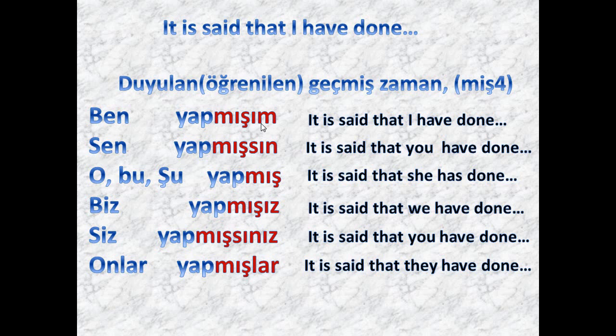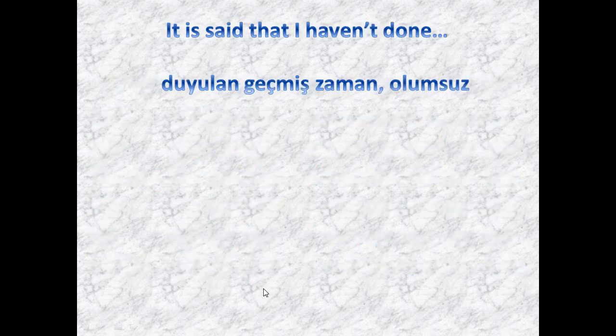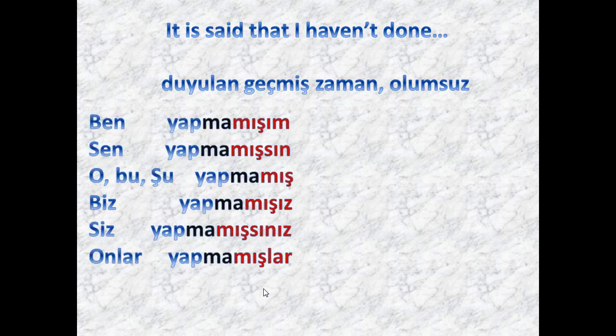For making this negative, we bring a ma suffix between yap and this mış family. Okay? So we have yapmamışım, yapmamışsın, yapmamış, yapmamışız, yapmamışsınız, yapmamışlar. Yeah, I prepared the negative form of it as you see here.